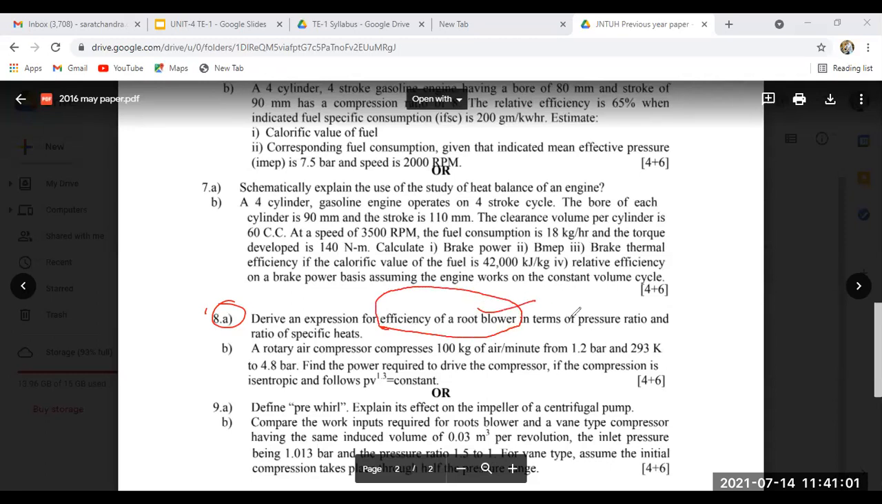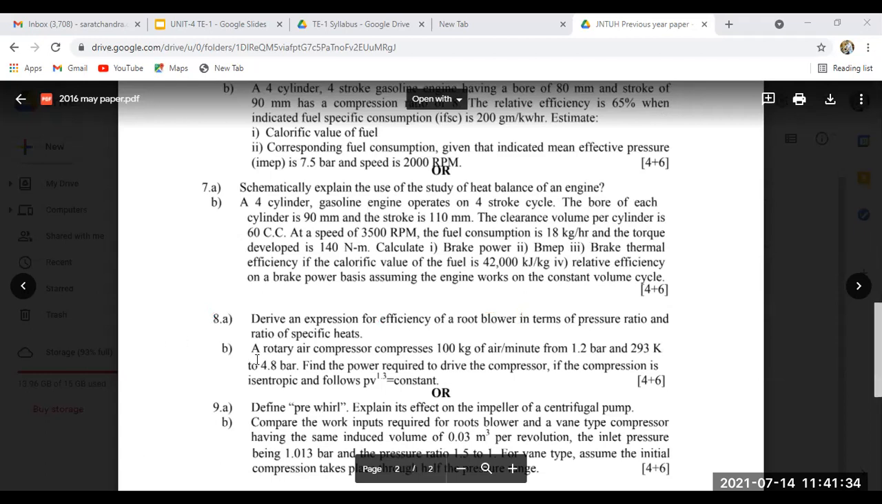Just now we have done it, in terms of pressure ratio, that means P2 by P1, and ratio of specific heat. Ratio of specific heat is called gamma. What is gamma? Gamma equal to Cp by Cv. This efficiency derivation they have asked for 4 marks. In this problem they have asked for 6 marks, so that derivation we have already done. Now we are going to solve this problem.